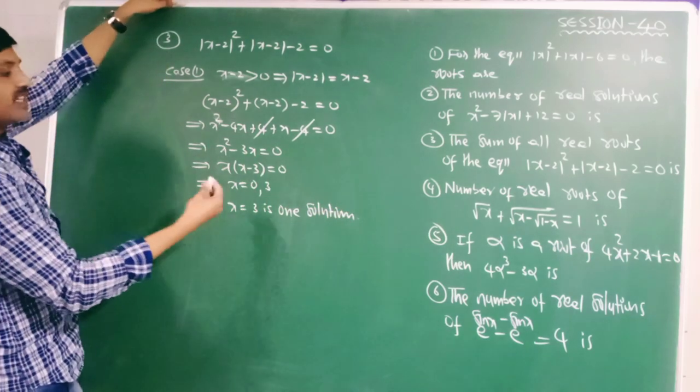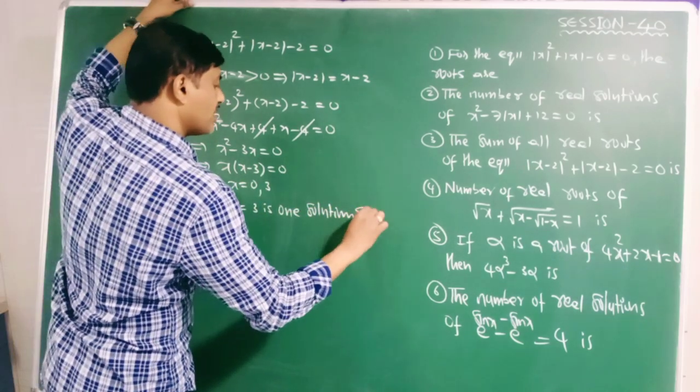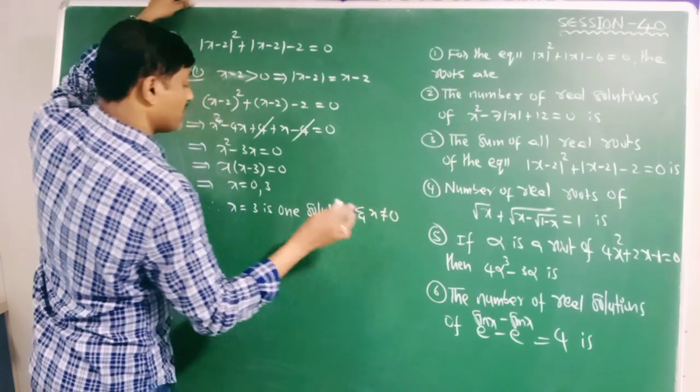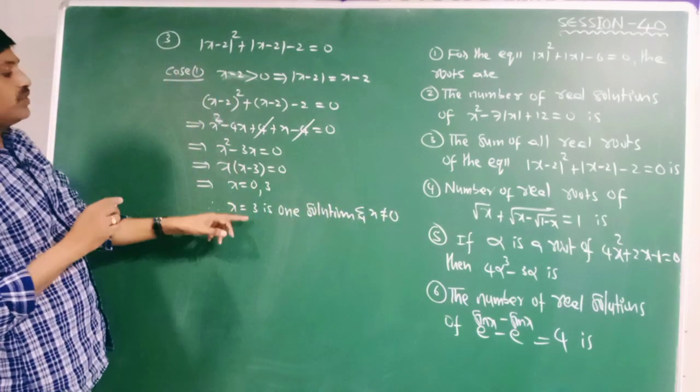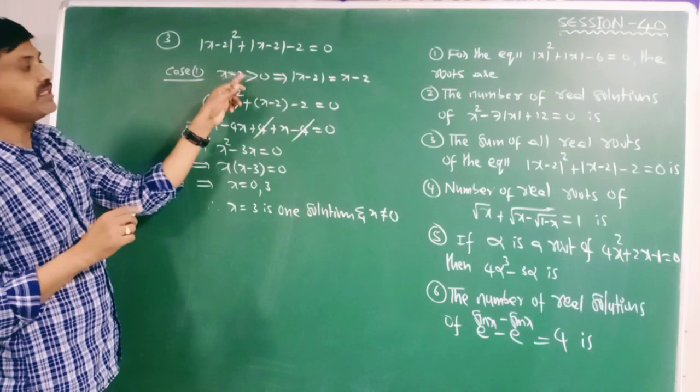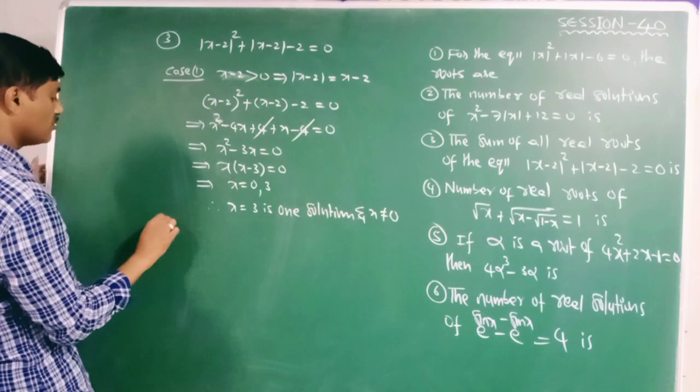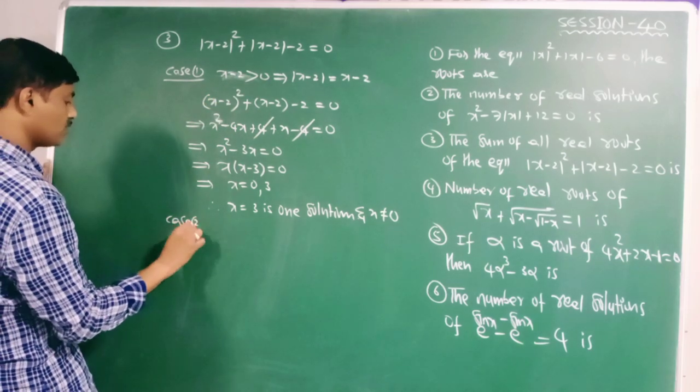So x is equal to 3, and clearly x not equal to 0. If you keep 3 minus 2, that is 1, greater than 0. Now comes case 2.